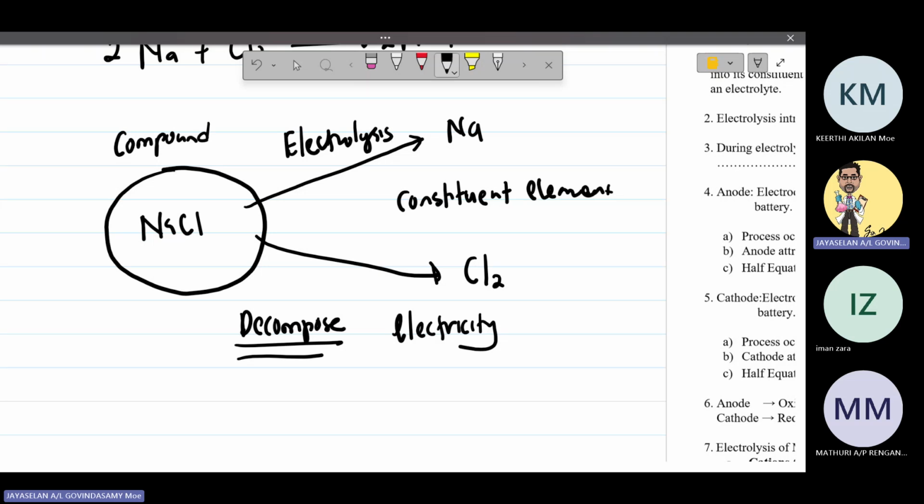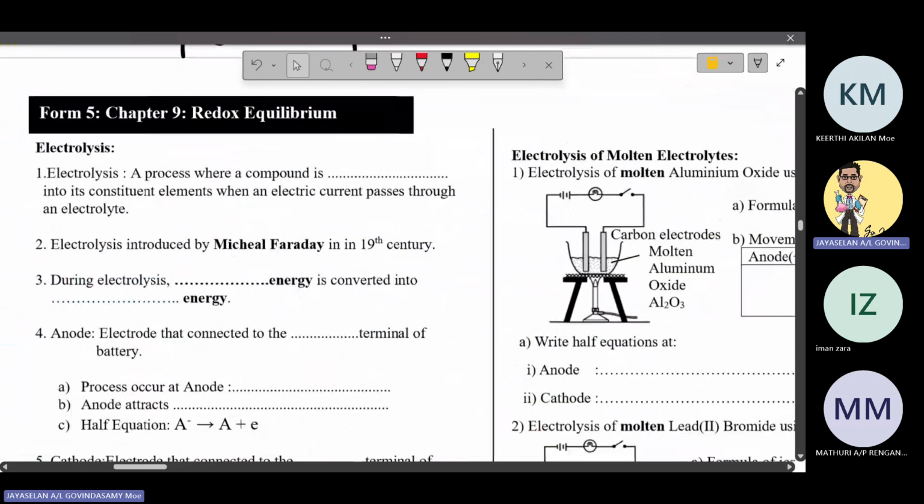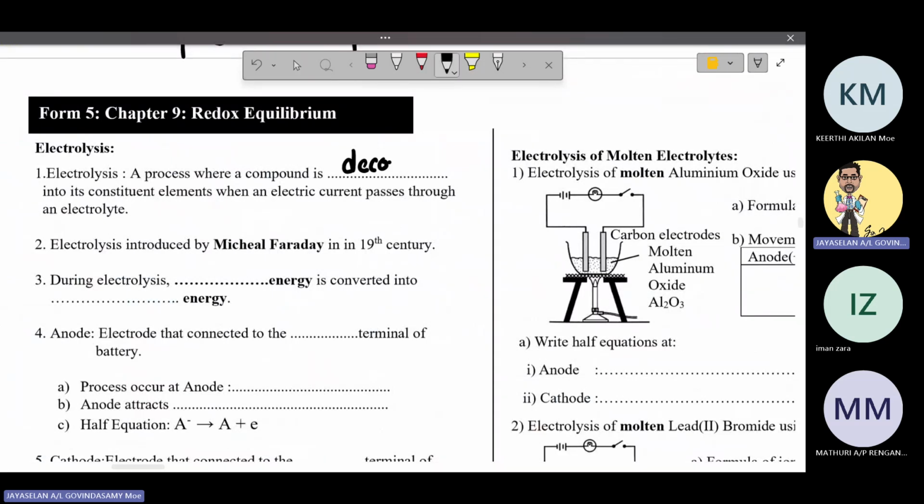No question. Nanti kita buat definition. So electrolysis means it's a process where compound decomposes into its constituent elements in the presence of electricity. So we go to the definition, we put the definition. This definition wajib hafal. A process where compound is, you must put this word, decompose, terurai, into its constituent element when electric current pass through an electrolyte, larutan dia. Okay, any question? This electrolysis was introduced by Michael Faraday.